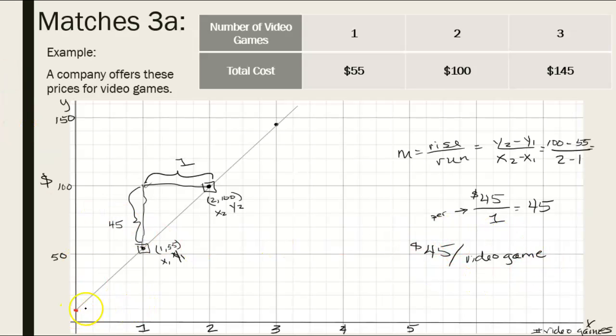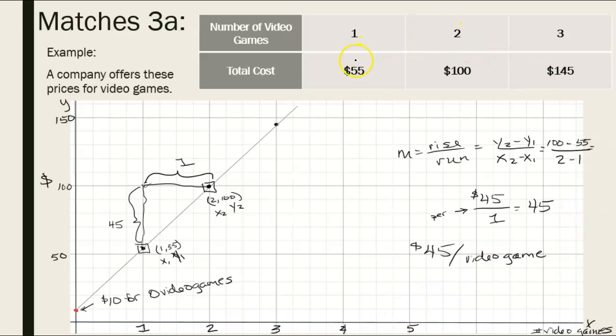It basically represents, here's my y-intercept, and that y-intercept represents $10, right? $10 for what? How many video games am I buying at this point? 0 video games. Okay, so this basically is trying to say it's $10 for 0 video games. That's the best thing I can come up with in a real world context, okay?